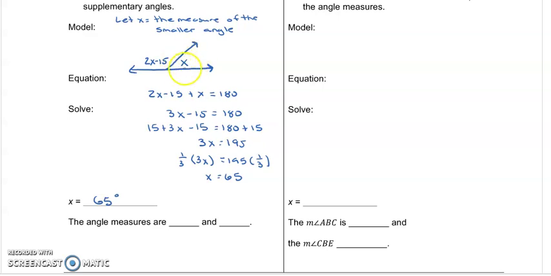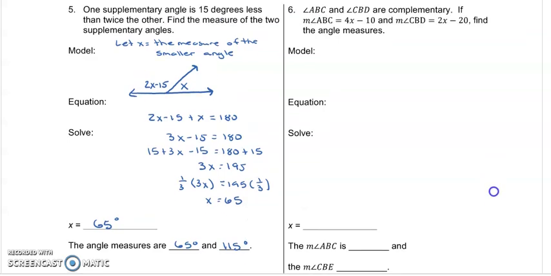So one of my angles is actually x, so that's going to be 65 degrees. And the other one, I have to do a little bit of work. 2 times x, so 2 times 65 is 130. And then minus 15, that gives me 115 degrees. And if you need to write that out to help you with that, it's totally fine. You can write it out.